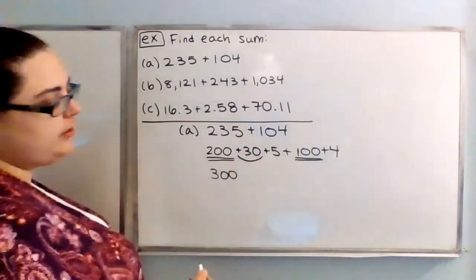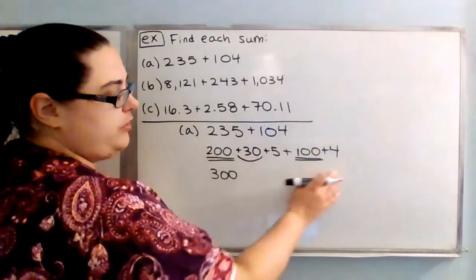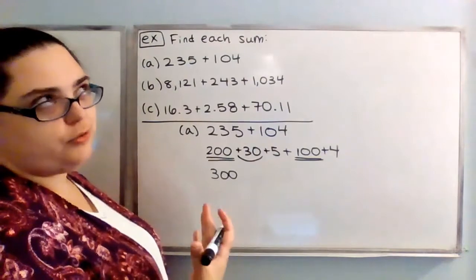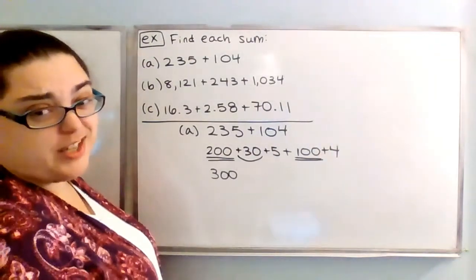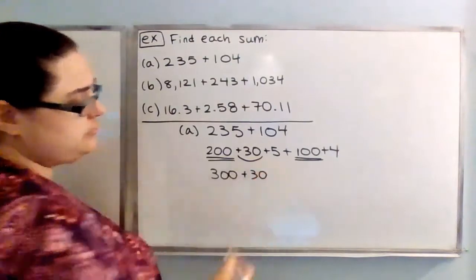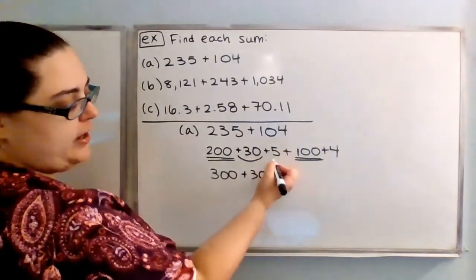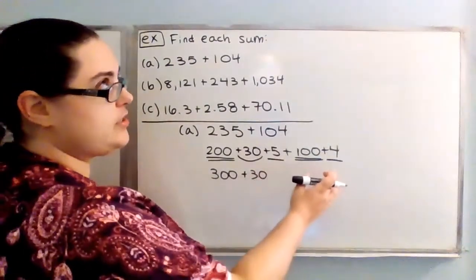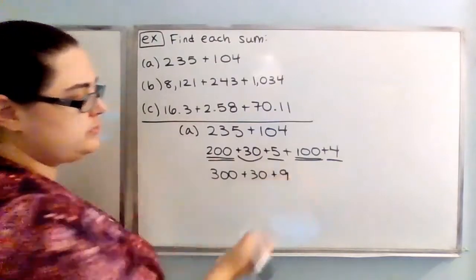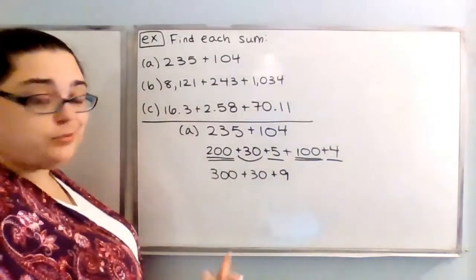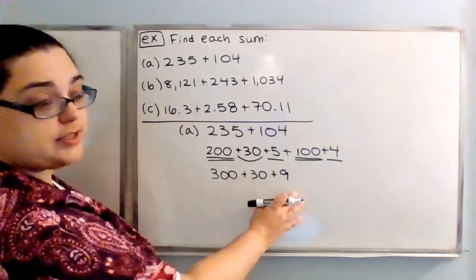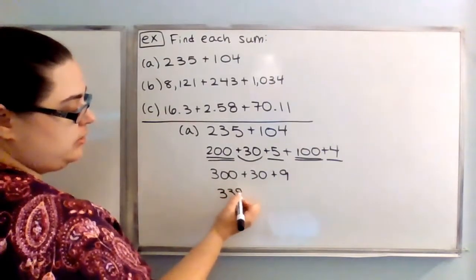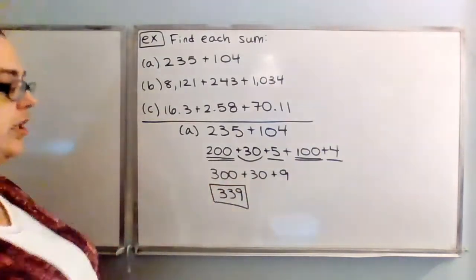Then I have 30. And notice that with 104, 100 plus 4, there was nothing in the tens place. So there was no tens here. So there's nothing else to add to the 30. We just get 30. And now we have 5 and 4. Those are the ones that were in the ones. So 5, 6, 7, 8, 9. So in the end, we end up with 300 plus 30 plus 9, which is 339. Ta-da!